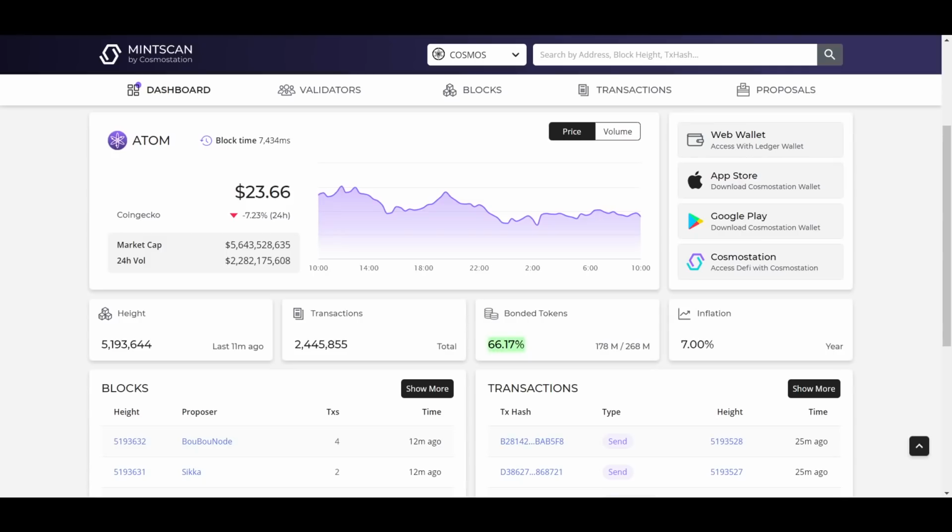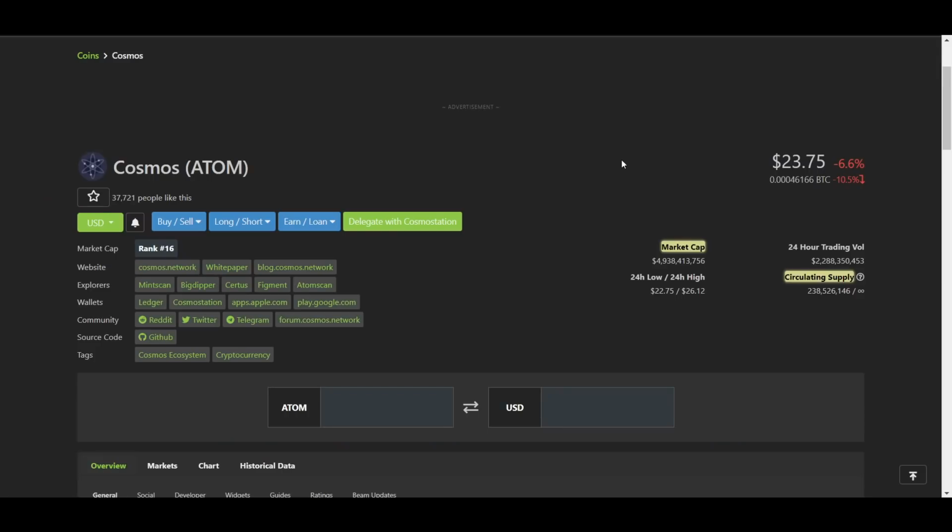A good thing about Atom is that because Cosmos uses proof of stake, a lot of Atom is locked up in staking to earn the rewards. To be specific, 66% of the total supply is currently staked. This decreases the amount of Atom available for purchase, which helps drive up demand.